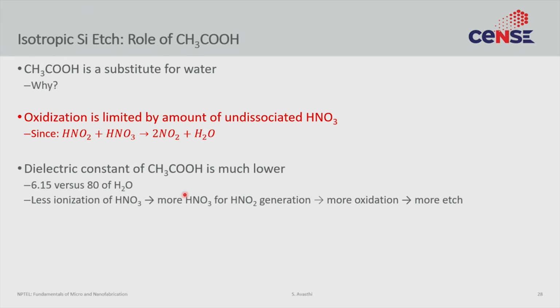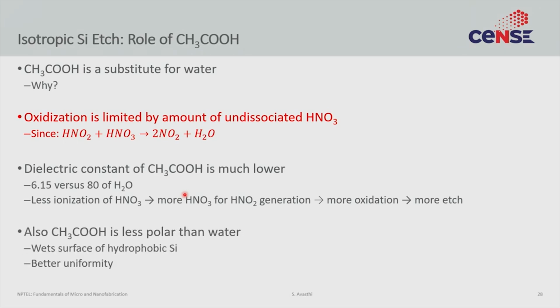So, I remember we said there are two competing pathways. HNO3 can ionize, which is what it wants to do as a strong acid, or it can oxidize, which is what it wants to do because it is a strong oxidizing agent. But now that we have impeded the pathway of ionization, that means we are helping the pathway of oxidation, and since that is the rate limiting step, that enhances the etching rate. So, in general with acetic acid as the diluent, you get more etching than with water.